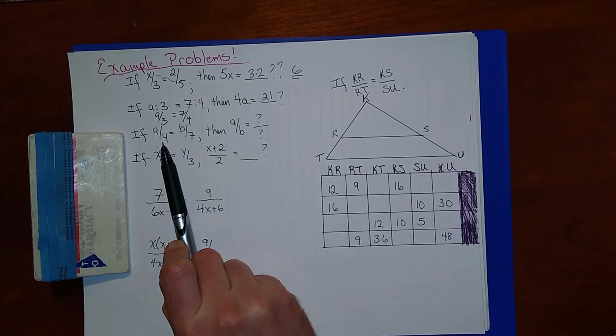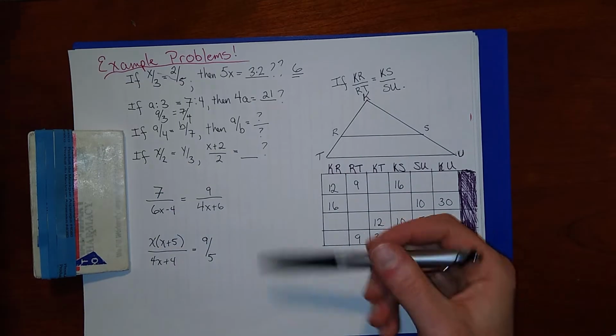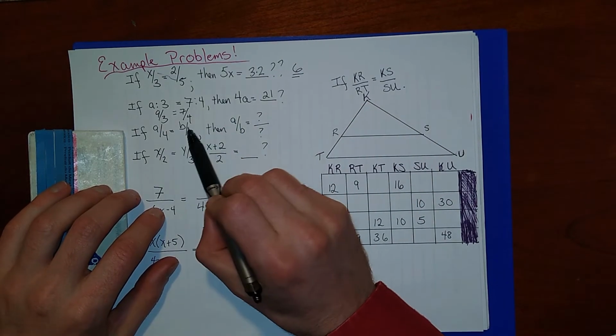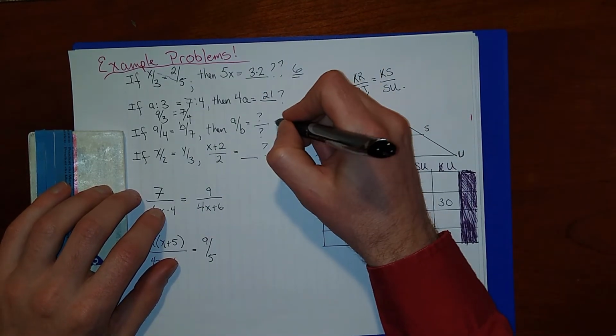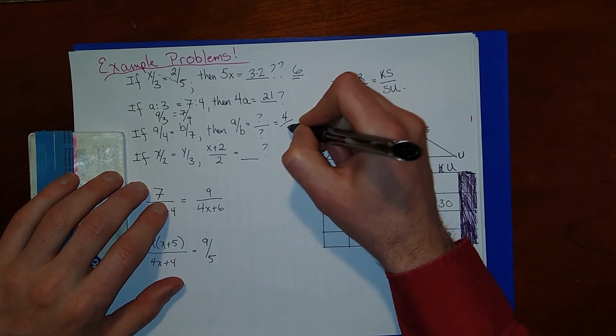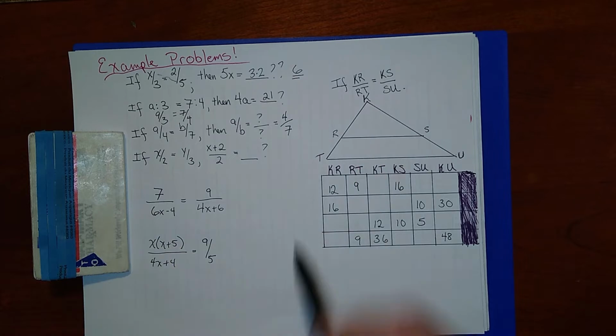So the property that they're invoking here is switching the means. We're switching the position of the means. So if I switch B, then that means 4 has to take its place, and 7 and A stay where they are. So this is the same as saying A over B is equal to 4 over 7 once I swap B and 4.